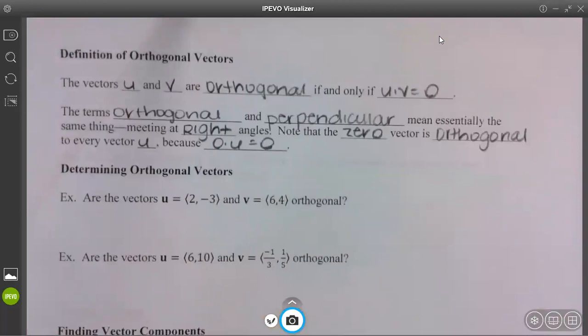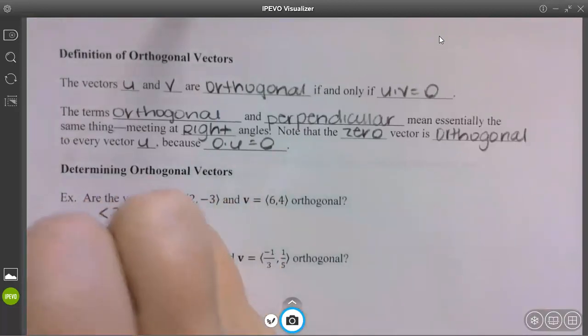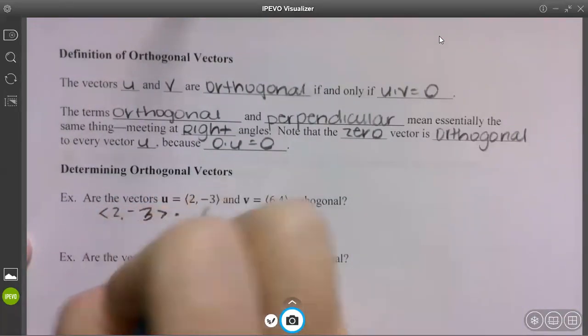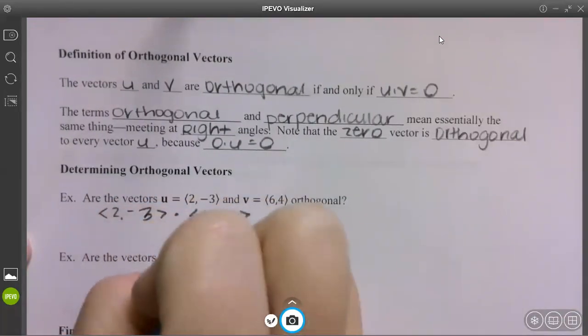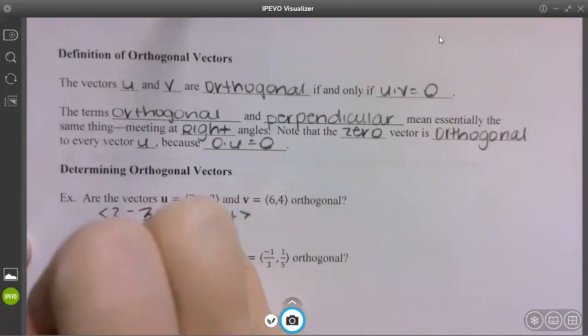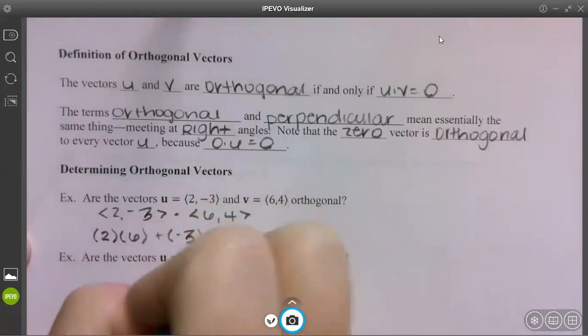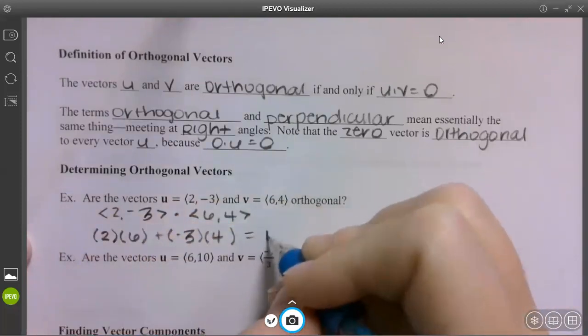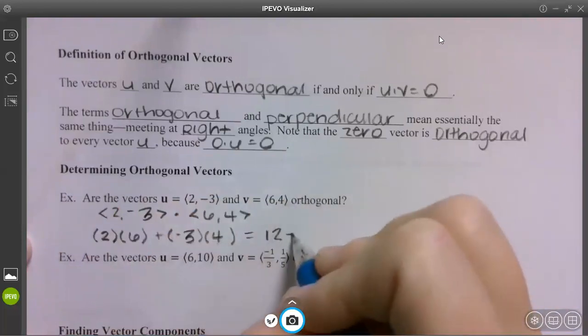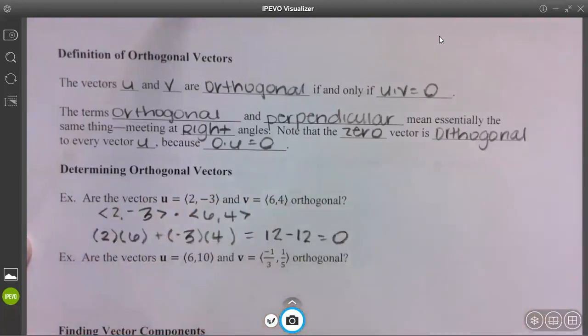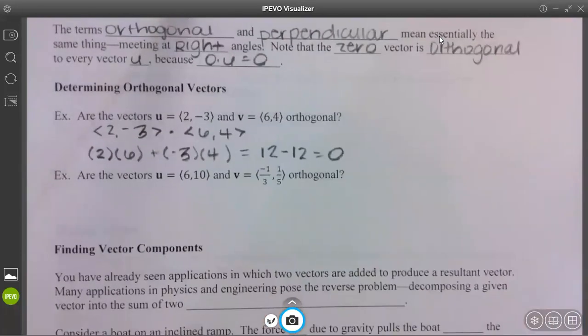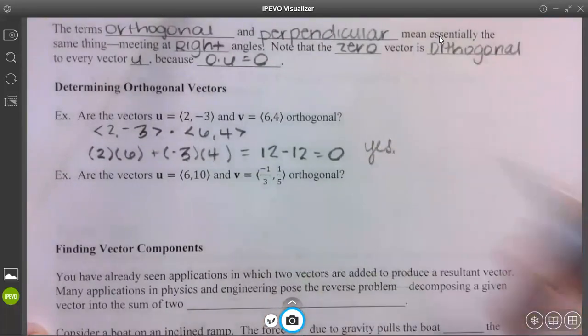All right, so it says, are the vectors u and v orthogonal? The way that you tell is you multiply them, and if they give you 0, you know that they are. So we're going to take 2, -3, and multiply it by 6, 4. Remember, we multiply our x's together plus multiplying our y's together. We get 2 times 6 is 12. -3 times 4 is -12, which gives us 0. So are they orthogonal? Yes.